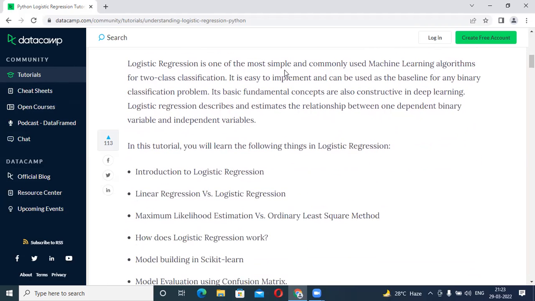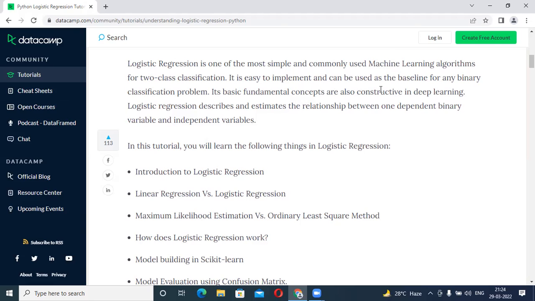Logistic regression is one of the simplest and most commonly used machine learning algorithms for two-class classification. It is the most commonly used because most supervised machine learning deals with one target variable. In classification problems, where there is only one target variable and more than one predictor variable, the most popular choice is logistic regression. It is the most feasible one, and hence the most commonly used machine learning algorithm.